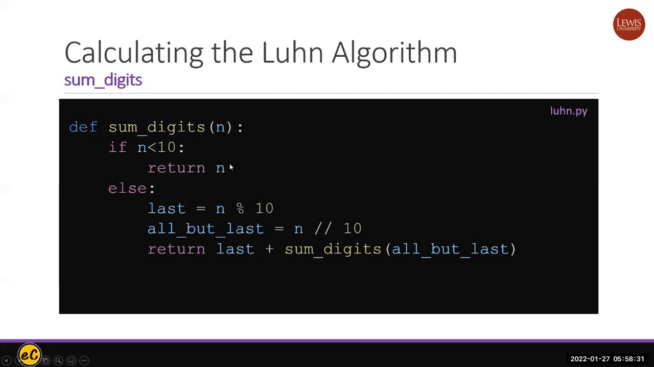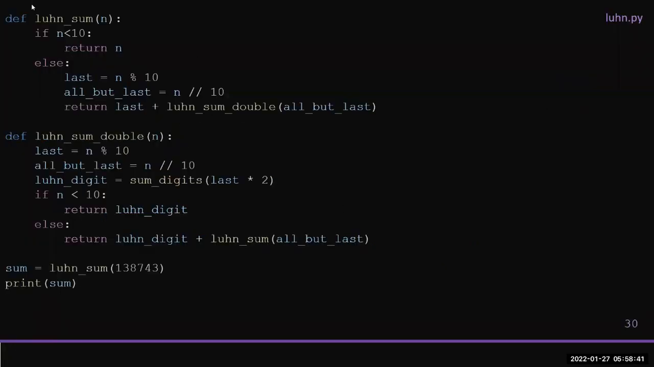It will add up the digits of a number, okay. And this one we can rewrite in a different way. This is one way you can do it. That's the sum of digit, and your Luhn double function.